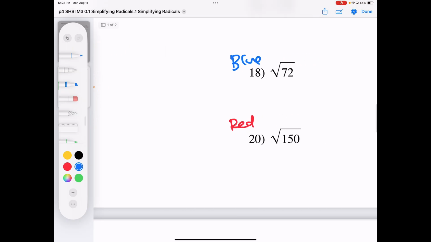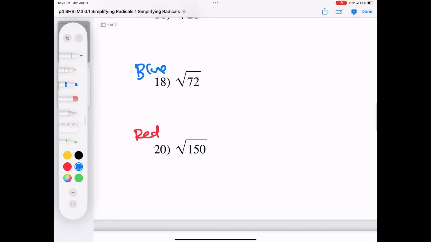Okay, let's do number 18. Blue chairs. Give me all the pairs. 9 times 8. What else? 18, 4. 36 and 2. 17 and 1. More. 12 times 6. Good. Okay. There is one that's good, and there's one that's the best. Tell your partner which those two are. Good and best.